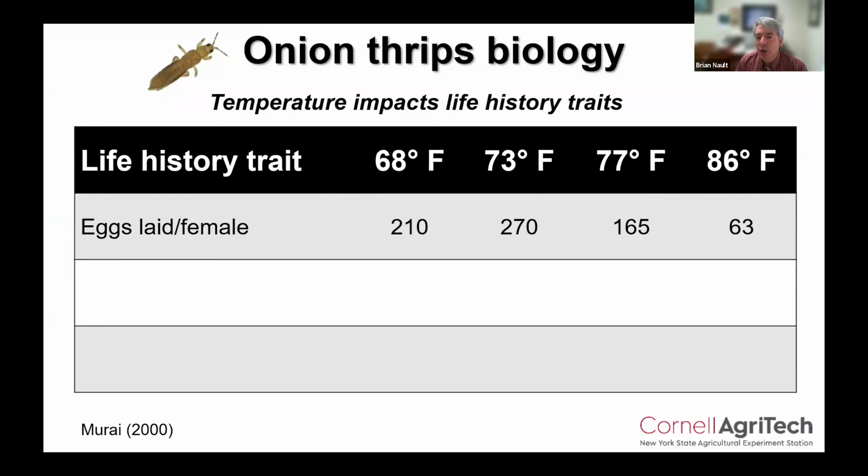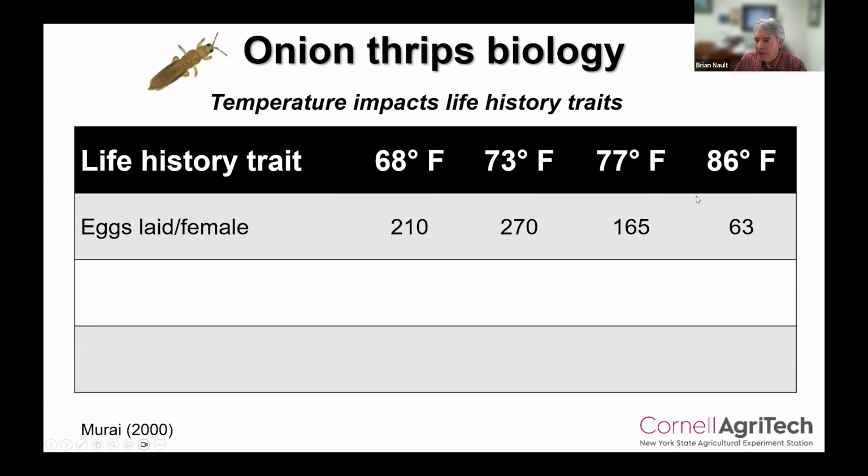I want to show you the impact that temperature can have on different life history traits of the onion thrips. This information was generated from a study out of Japan 6 years ago, so I just want to mention that. We're going to start off with the life history trait of number of eggs laid per female at 4 different temperatures, 68 degrees Fahrenheit to 86. You can see here that the sweet spot is actually 73 degrees Fahrenheit. So you go from 210 to 270 to 165 to 63 eggs per female.